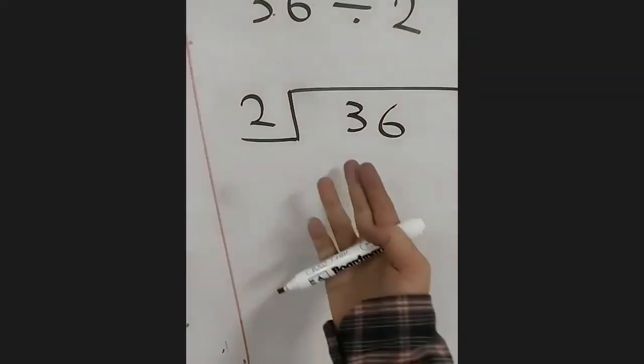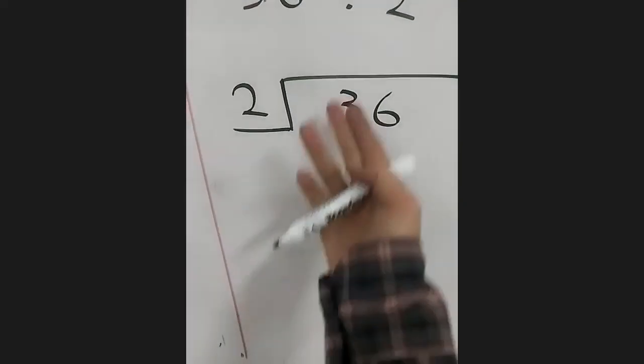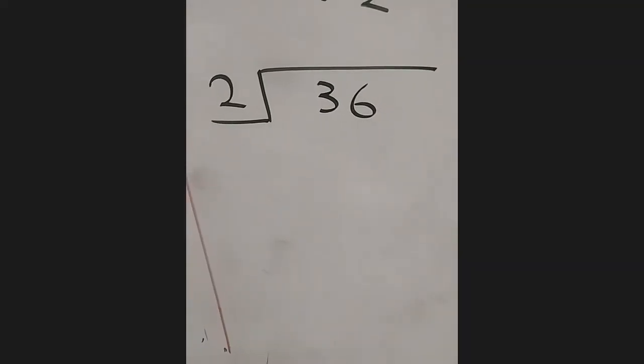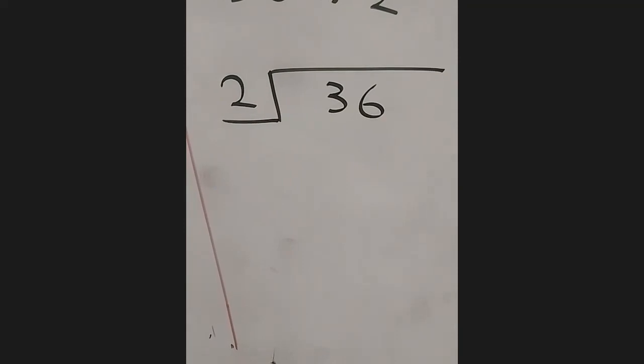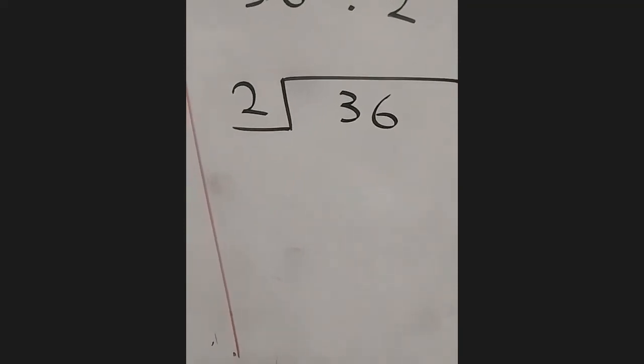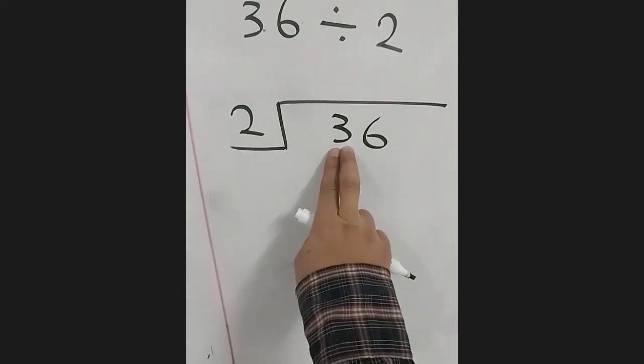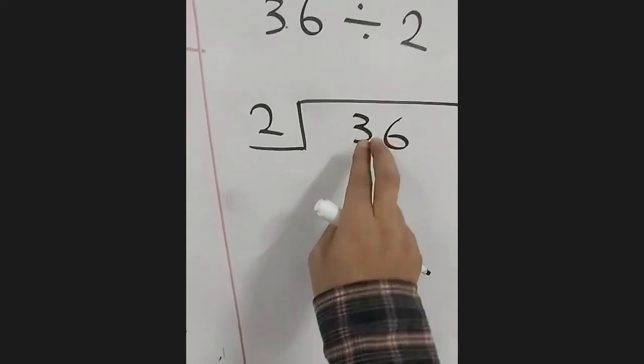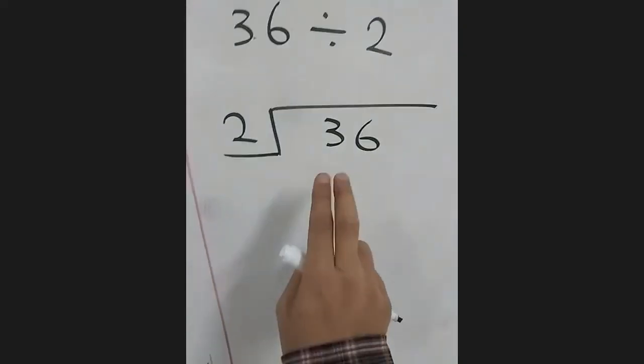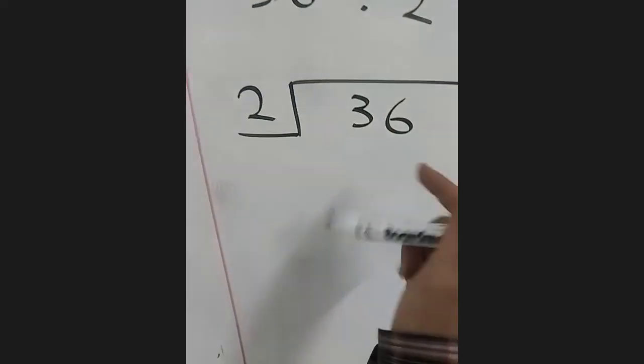Yeah, I will start with 3 or with 6 or with 36? What will I start with? No, we start with the first number, which is a 3. Got it? Why do we start with the first number here? Because the 3 is bigger than 2, so we can start with the 3 alone, okay?